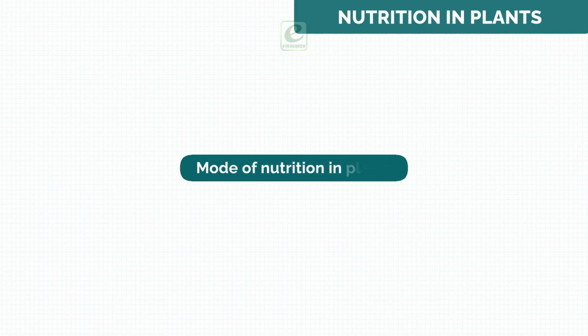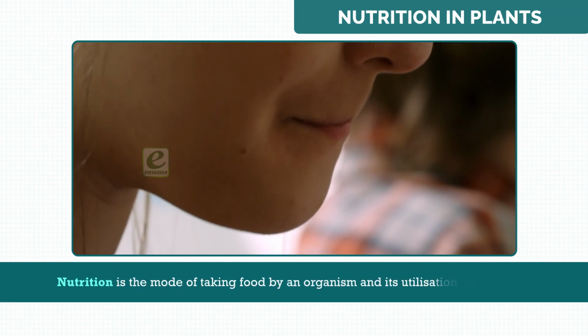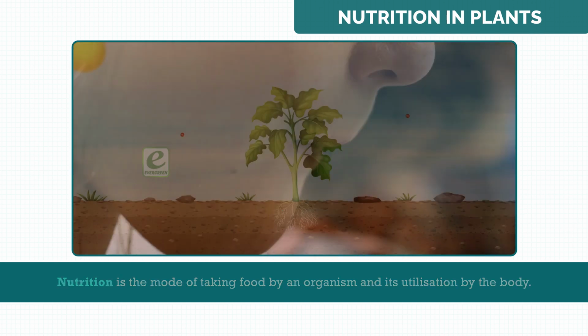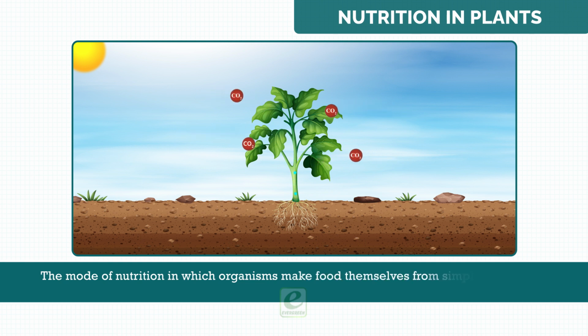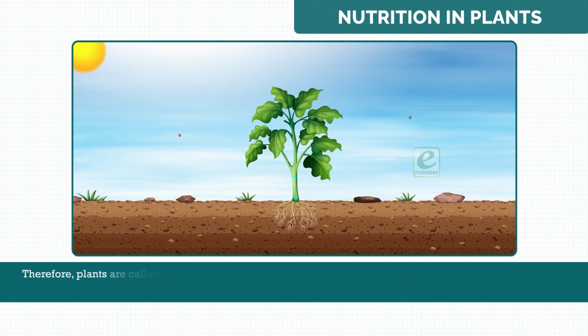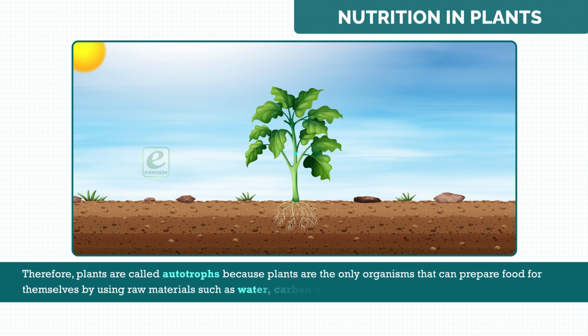Mode of nutrition in plants. Nutrition is the mode of taking food by an organism and its utilization by the body. The mode of nutrition in which organisms make food themselves from simple substances is called autotrophic. Therefore, plants are called autotrophs because plants are the only organisms that can prepare food for themselves by using raw materials such as water, carbon dioxide, and minerals in the presence of sunlight.